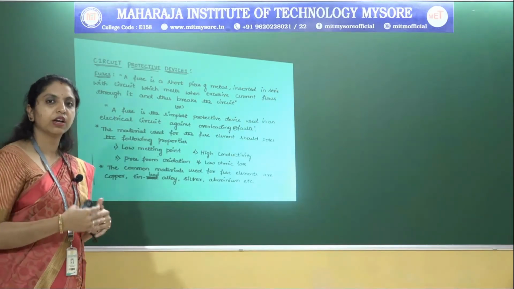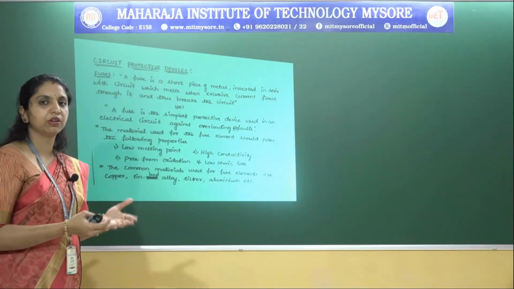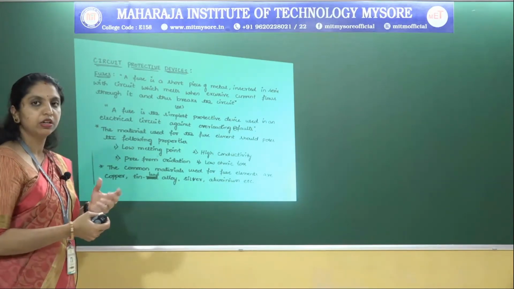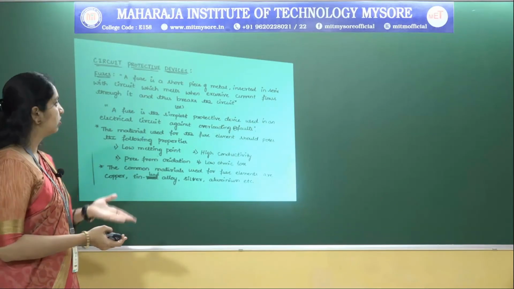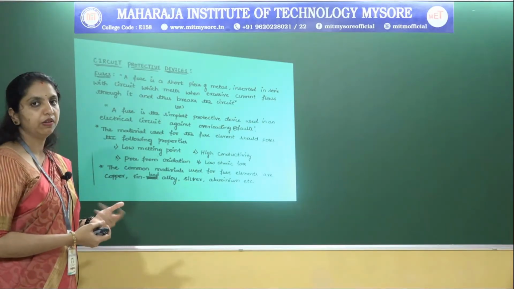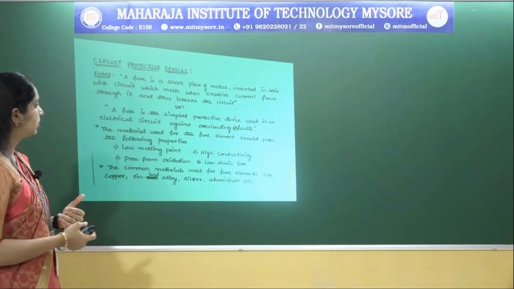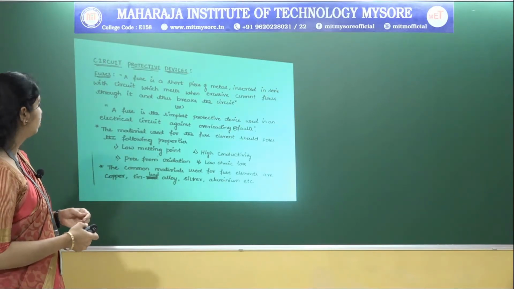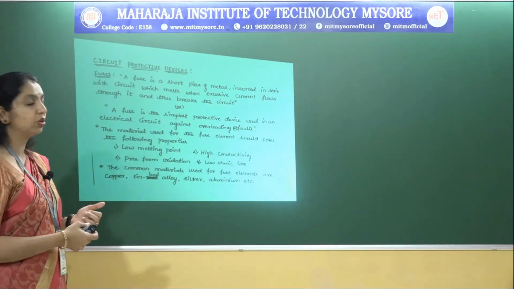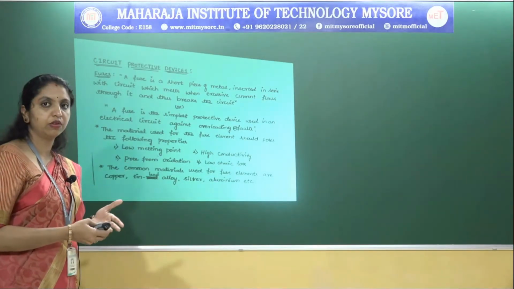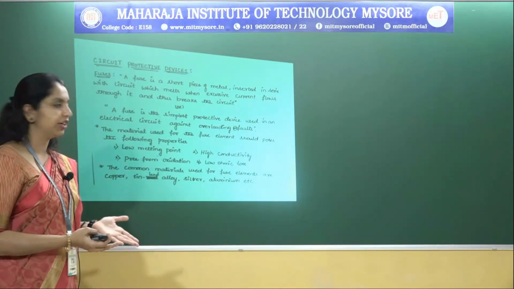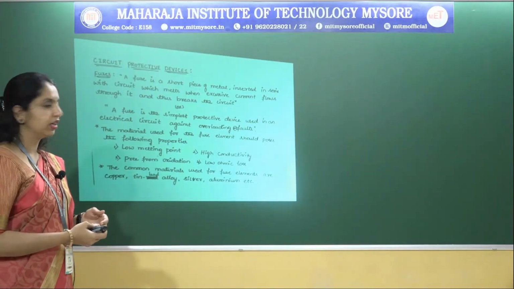Remember, when excessive current flows through it, automatically it breaks because it is a short piece of metal, so it breaks the circuit. So that is why it is called a circuit protective device. And a fuse is the simplest protective device used in an electrical circuit against overloading or faults. So when the overcurrent flows, of course, when there is a fault in the connection or overloading in the connection.